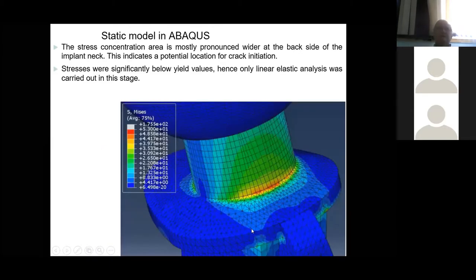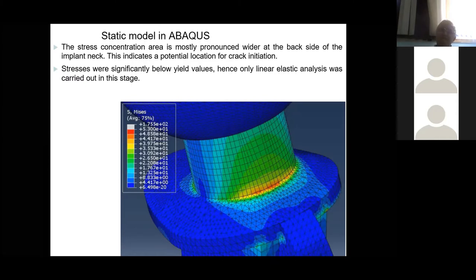So for the static loading, of course, the so-called backside of the implant neck is the most critical region because there is a bit of bending there. The force is compressive, but unfortunately the stress state is not all around compressive. There is a tension here and stresses are not very high, but still 175 megapascals. Yield strength of this material is approximately 600 or 700, so this is about 20% of that. For static analysis, for brittle fracture, that's not a problem.